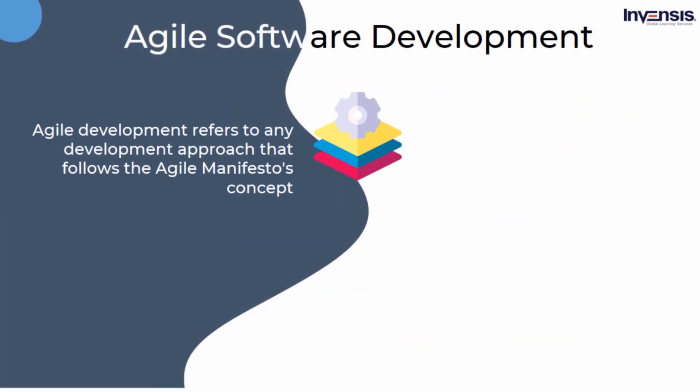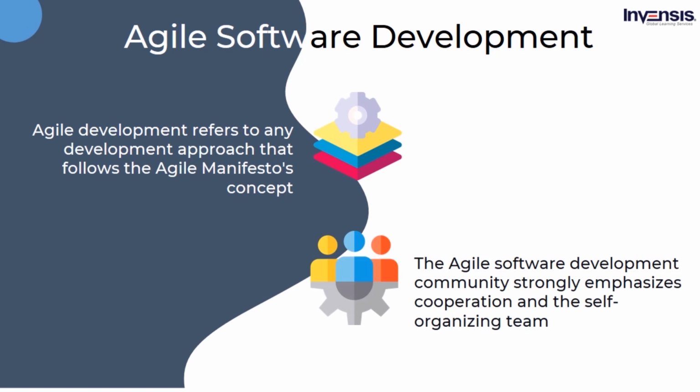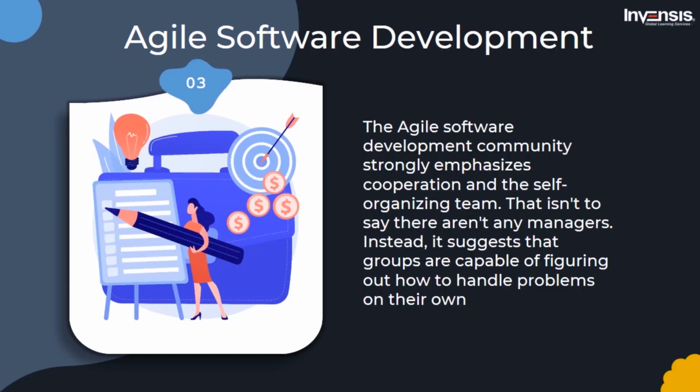Agile development refers to any development approach that follows the Agile Manifesto's concepts. A group of 14 software industry leaders wrote the Manifesto, and it reflects their knowledge of what methods work and what approaches don't work for software development. The Agile software development community strongly emphasizes cooperation and the self-organizing team. That isn't to say there aren't any managers.